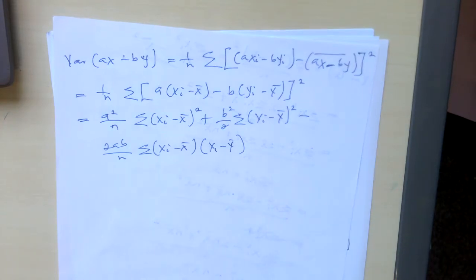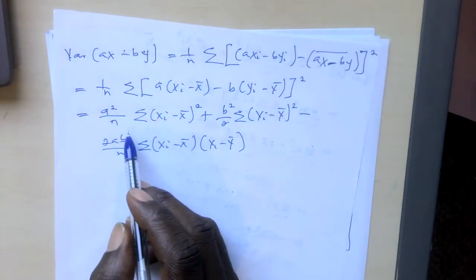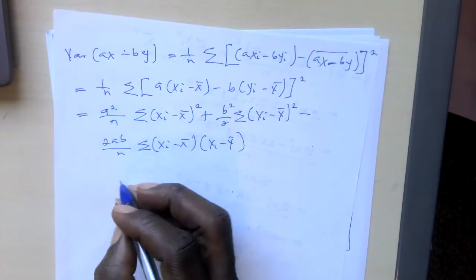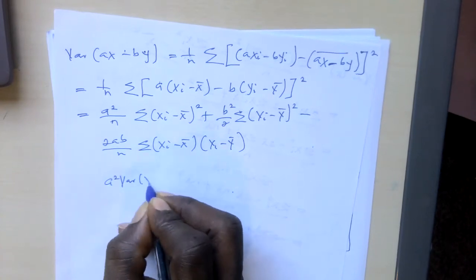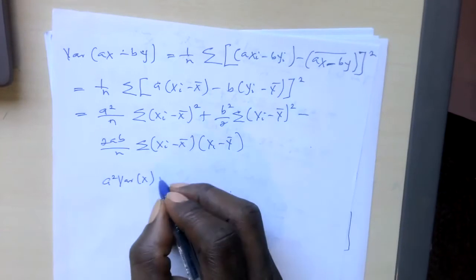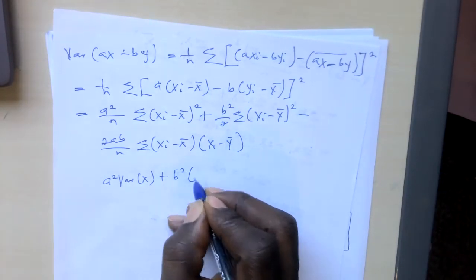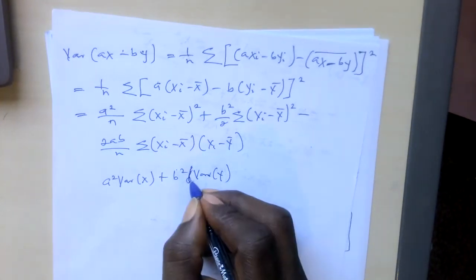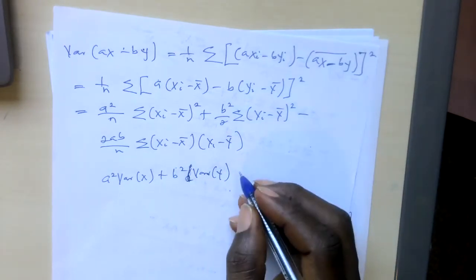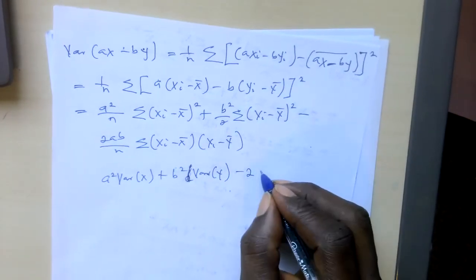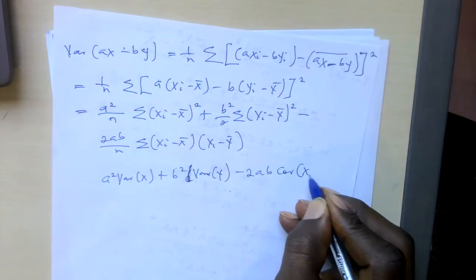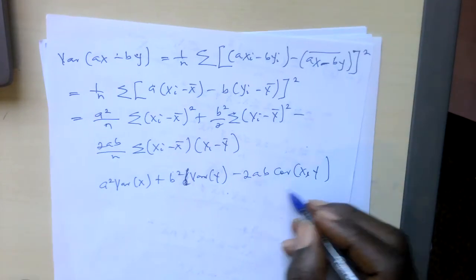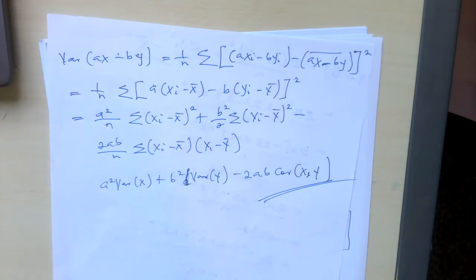So now if you look at this closely, you find out that what we have here is the variance of x, that is 1 over n times this variance of x. You have a square, so that's a square variance of x. So this is b square variance of y. Variance of y here. Sorry, this bracket's not there. Yeah. So minus 2ab covariance x, comma y, right? So this is as well proved.